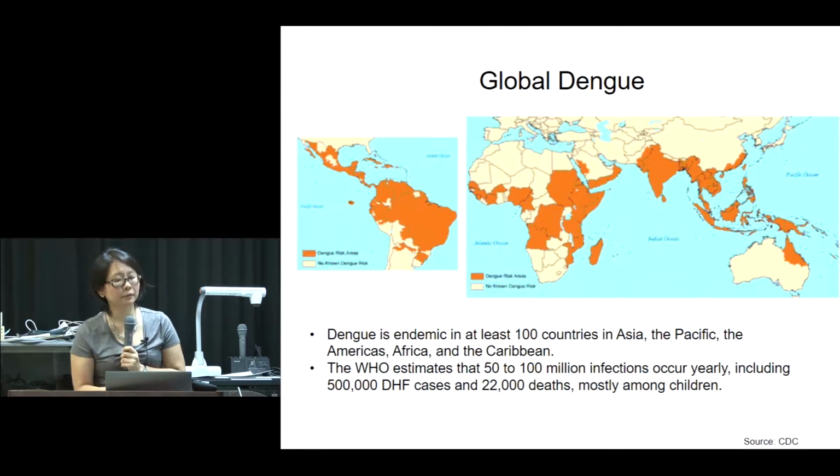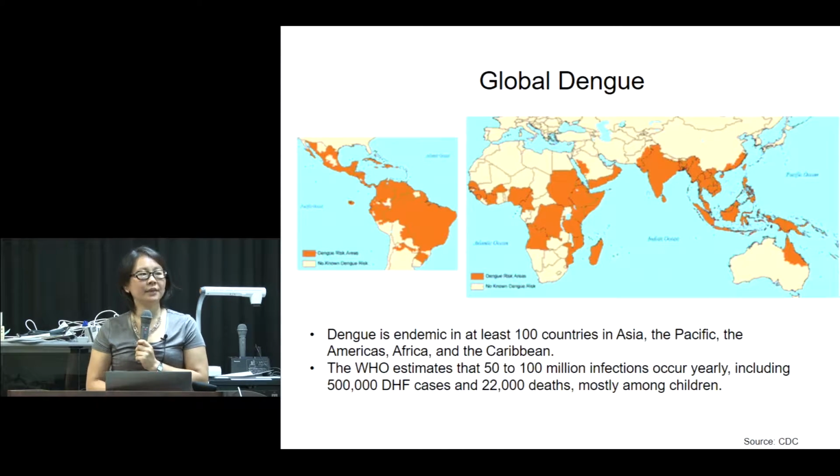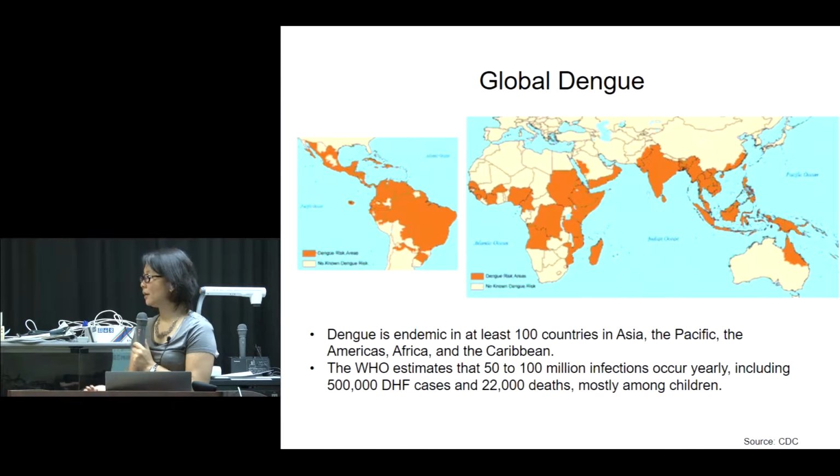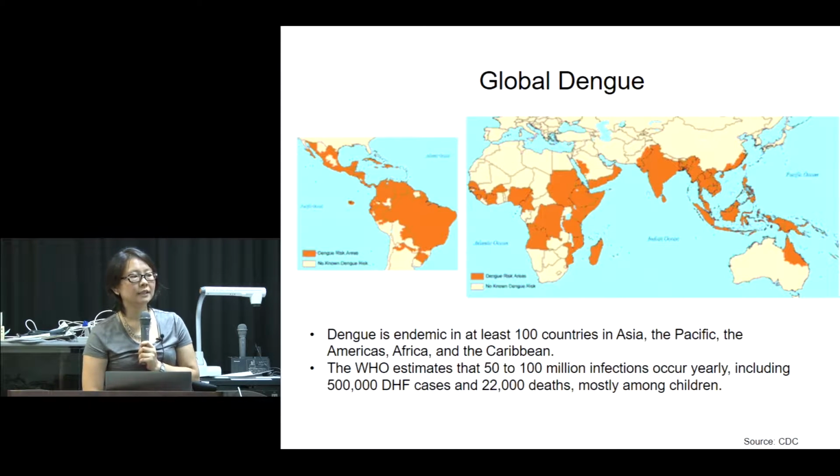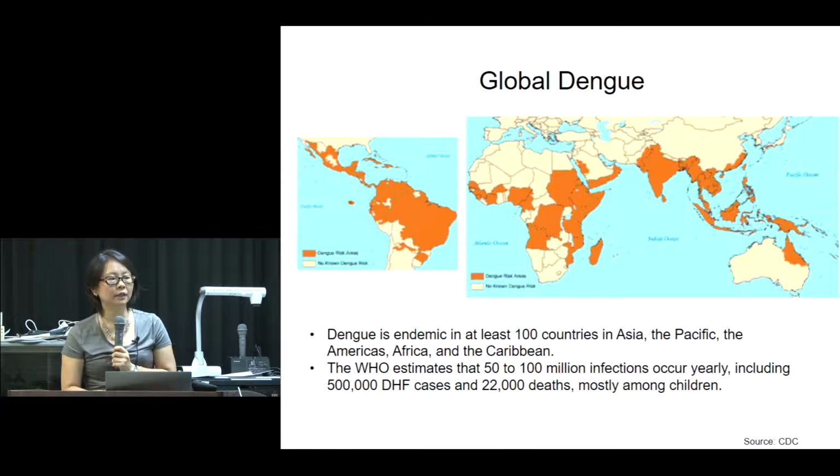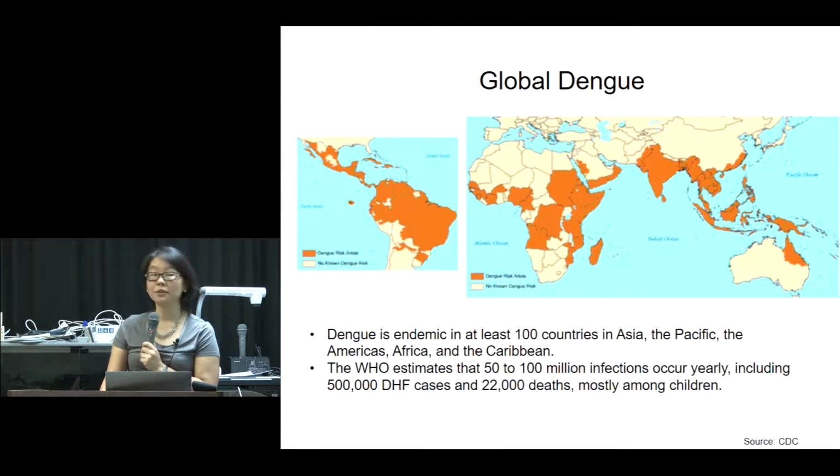If we see a map of the world, we can see here that now dengue is endemic in at least 100 countries in Asia, the Pacific, the Americas, Africa, and the Caribbean. And WHO estimates that 50 to 100 million infections occur every year, including 500,000 cases in children and around 22,000 deaths also in children.